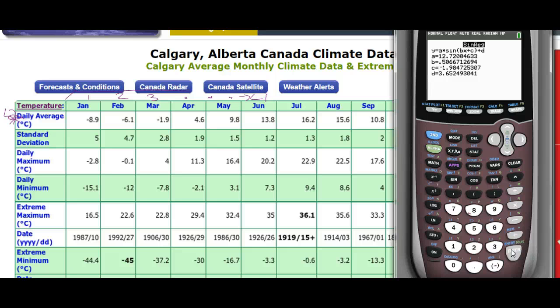So, if we say round it to, let's say, 3 decimal places, because we have a little bit more, you would write y equals 12.720, right? That's your A. Sine, B is 0.507, so bracket 0.507x, minus 1.985, and then plus 3.652.